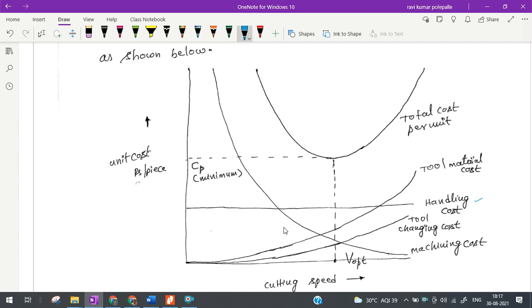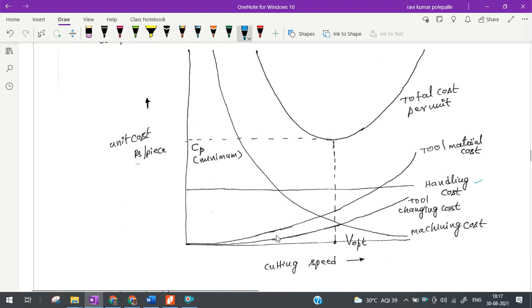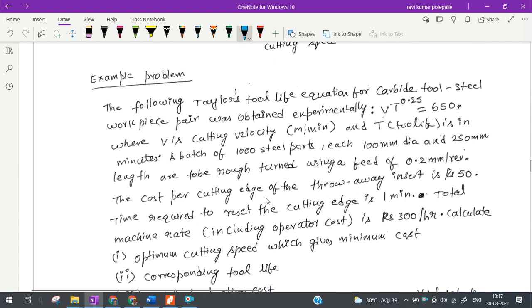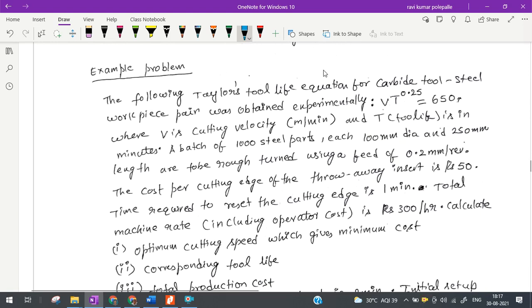So we find this is going to be the optimum cutting velocity V opt, and likewise this is the minimum unit cost per piece, and of course this includes only the cutting cost. It does not include the tool material cost. It does not include the work material cost. So you can work out a problem based on these grounds.